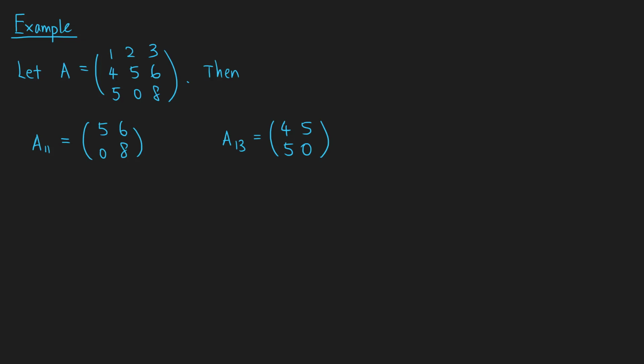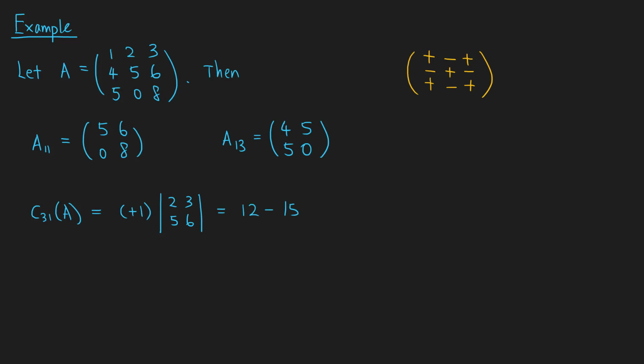For the cofactors, suppose we want to find the 3, 1 cofactor of A. To determine the sign, let's draw this diagram for a 3x3 matrix. Since the 3, 1 entry is the bottom left entry, we know that the sign is positive. We also know that the 3, 1 minor of A is the matrix 2, 3, 5, 6. So the cofactor is the determinant of this matrix, which is 12 minus 15, which is negative 3.